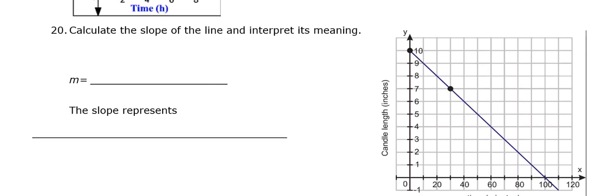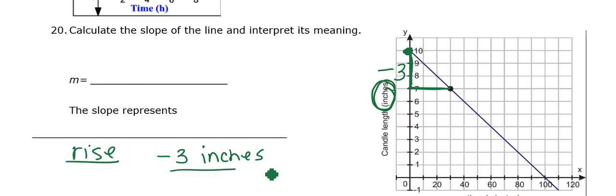Number 20, calculate the slope of the line and interpret its meaning. So here my slope is not in a proportional relationship, so I can't just go here and 1 and find my point here. That's not my slope. So I'm going to find my rise and my run. So my rise, I can see it's decreasing. So it's going down 3. Make sure you pay attention to your scale. And here it's referring to inches. So my candle length is going down 3 inches. So I'm going to actually write myself a note here. Minus 3 inches. That's my rise.